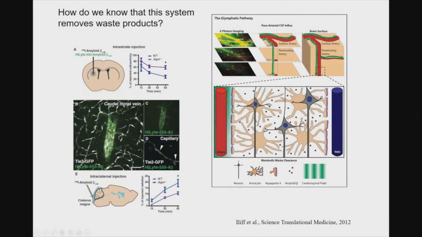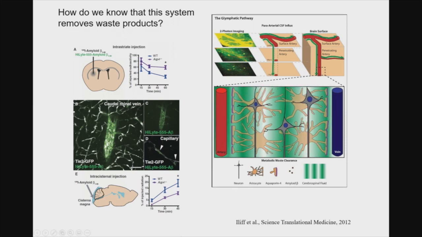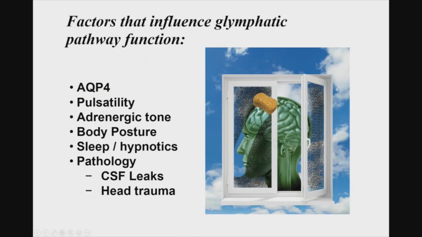And how do we know that this system removes waste? There's actually an animation at the bottom, from a study in Science Translational Medicine, showing that you can inject chemicals or markers into the substance of the brain itself, and you can follow them being transported out of the brain. So basically, a concept has developed that during certain stages of sleep, the system is active and open. And some people have had the concept that perhaps sleep really is a housekeeping mechanism for the brain.